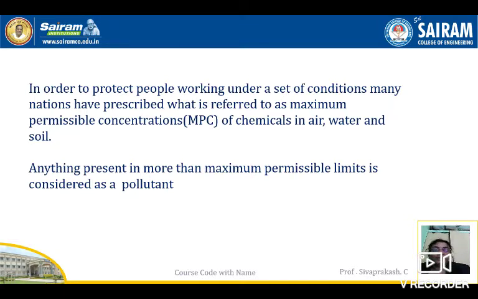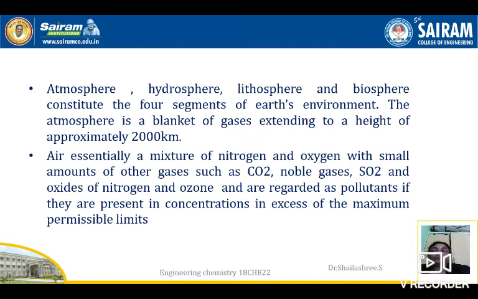Why? That is because, in order to protect people working under a set of conditions, many nations have now prescribed what is referred to as the maximum permissible concentrations of chemicals in air, water, and soil. What is this MPC, maximum permissible concentration? Anything which is present in more than the maximum permissible limits is considered a pollutant.